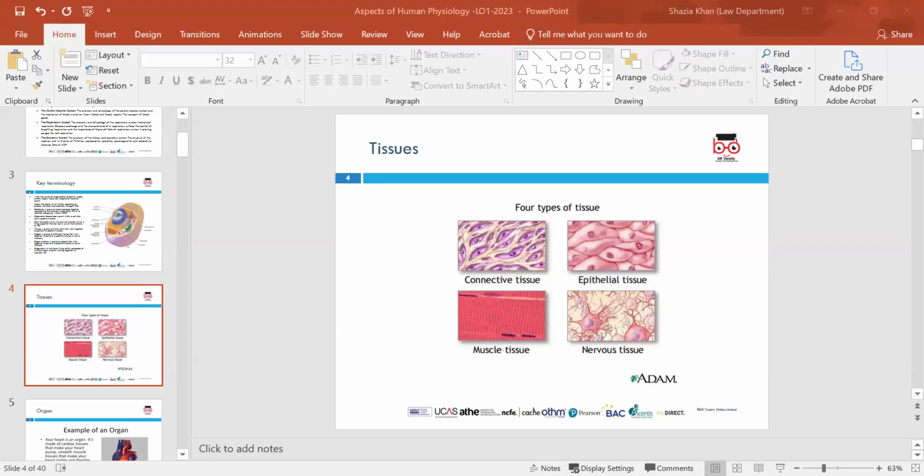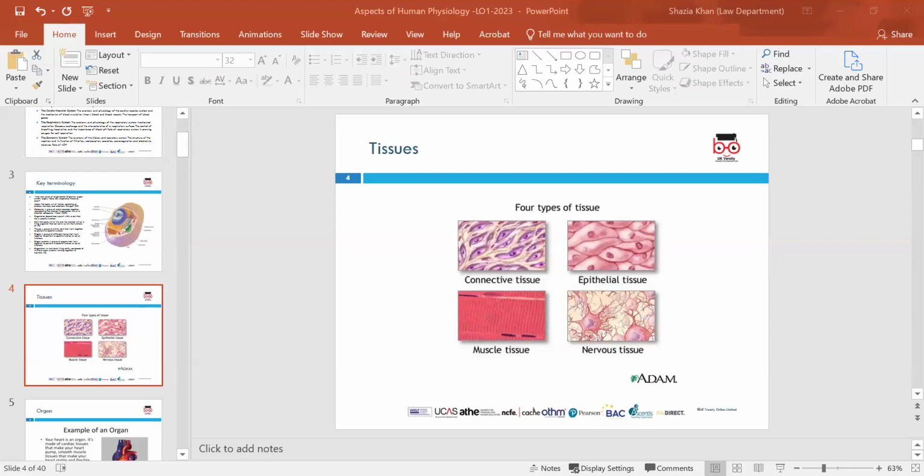Then we have epithelial tissue, which creates protective barriers and is involved in the diffusion of ions and molecules. And then you have muscle tissue, which contracts to initiate movement in the body. That can be things like skeletal and cardiac.